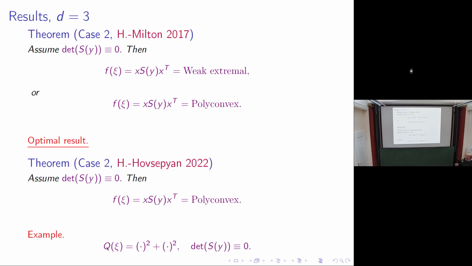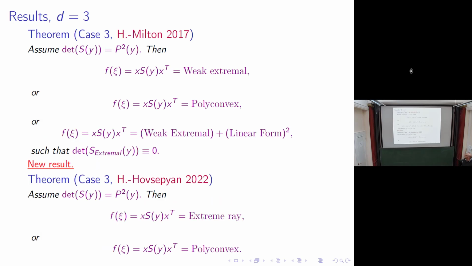A simple example is a square of something plus something else squared; the determinant is 0, obviously, and it's polyconvex. In case 3, when it's a perfect square, before we had weak extremals: either it's a weak extremal or polyconvex or has this form, weak extremal plus a linear form squared, and this has an identically 0 determinant. And now it has to be either an extreme ray or polyconvex.